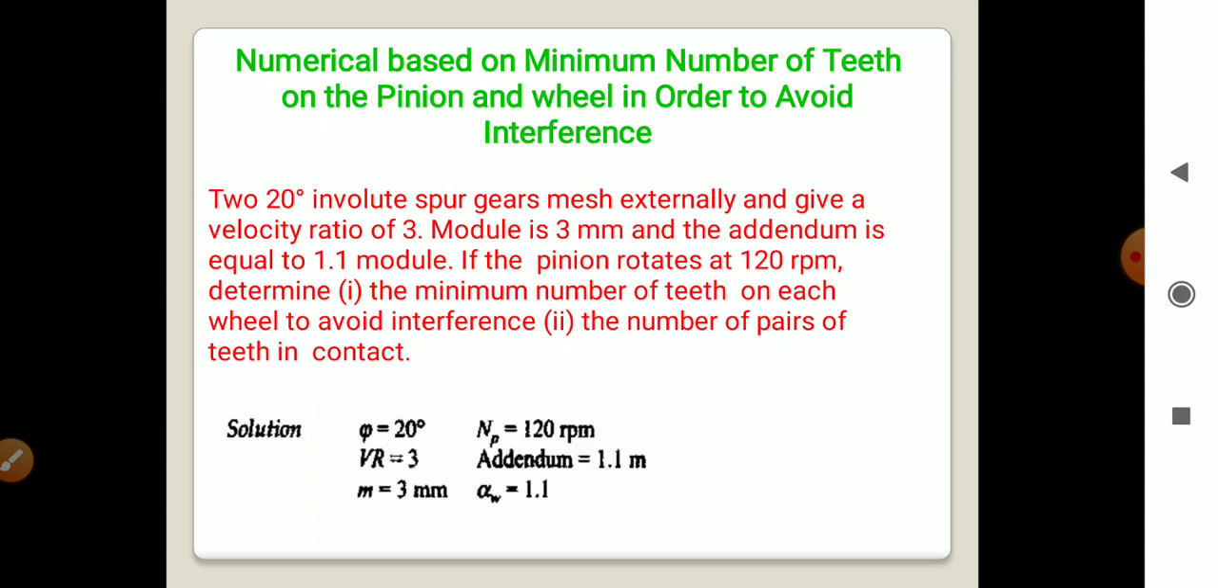Now first thing is to write down whatever data is given. Whatever they have given in the problem, that is phi is equal to 20 degree. Again speed of the pinion is given, that is Np is equal to 120 rpm. We know that velocity ratio, that is VR, is equal to 3. Now addendum is given, that is 1.1 times the module. Next small m is given, that is module, 3 mm. Again next, addendum of wheel is equal to 1.1 m.